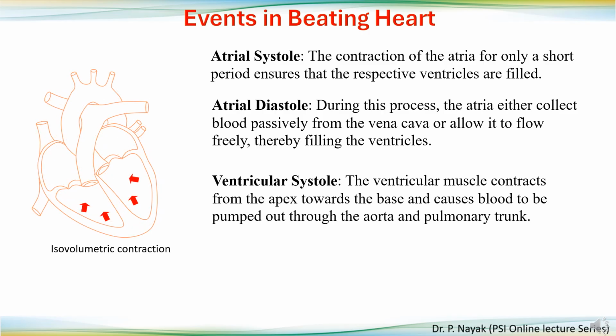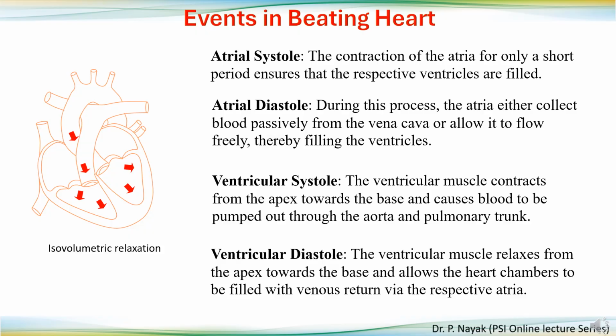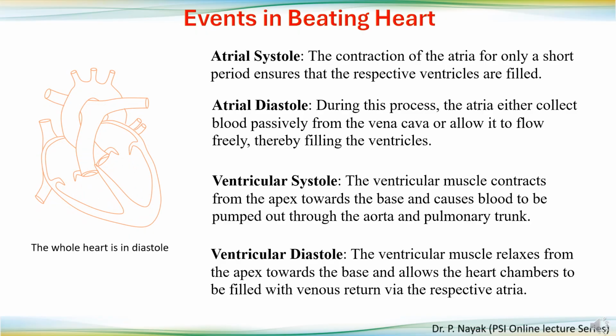Ventricular systole: the ventricular muscle contracts from the apex towards the base and causes blood to be pumped out through the aorta and pulmonary trunk. Ventricular diastole: the ventricular muscle relaxes from the apex towards the base and allows the heart chambers to be filled with venous return via the respective atria.